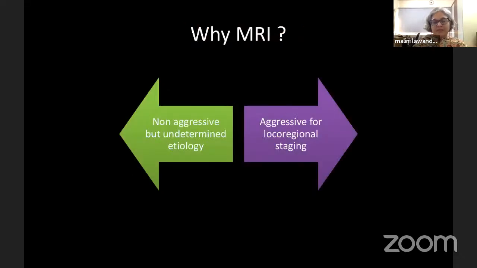When do we need MRI? One, when on radiograph the lesion looks non-aggressive but the etiology is undetermined, and you're not sure what you're dealing with. Or when it is an aggressive lesion on radiograph, then you need MRI for staging. Ideally, we would want to do MRI before the biopsy for a few reasons. One, the biopsy can be targeted to the solid component, not to the cystic or necrotic area. Two, the biopsy itself will lead to changes like hemorrhage within the tumor. So ideally, we would want the biopsy to be done after the MRI.